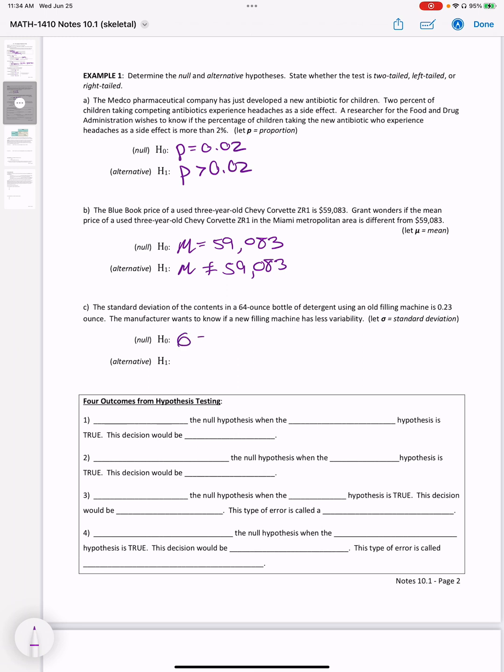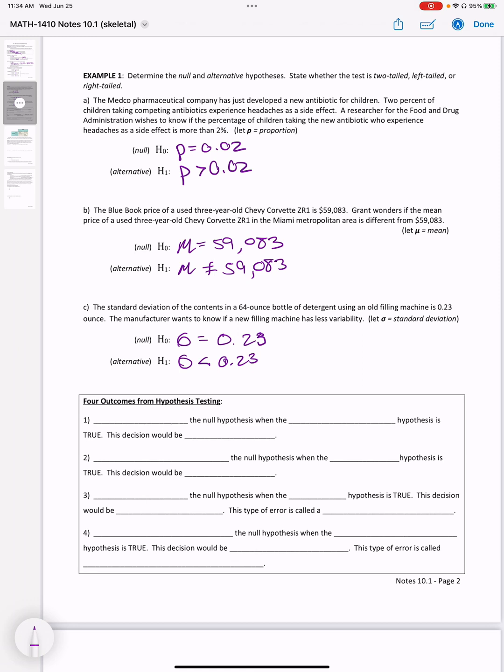And this is a standard deviation situation because it's variability. And the variability, or sigma, is thought to be 0.23. The alternative is going to be sigma compared to 0.23. And in this case, it's saying, is it less? Do we have a better machine? Is there less variability? Typically, we like less variability when it comes to calibration.